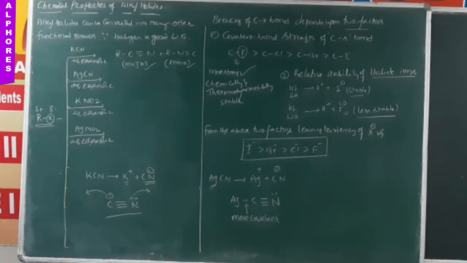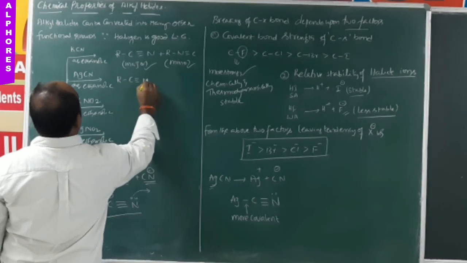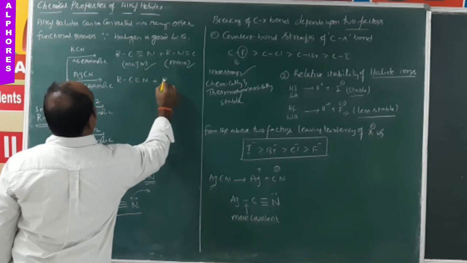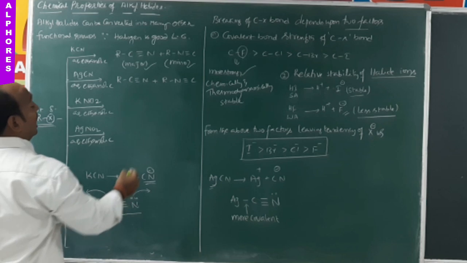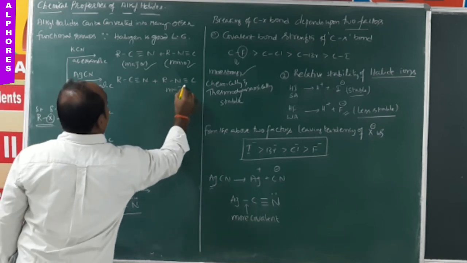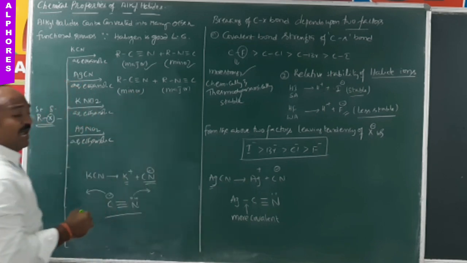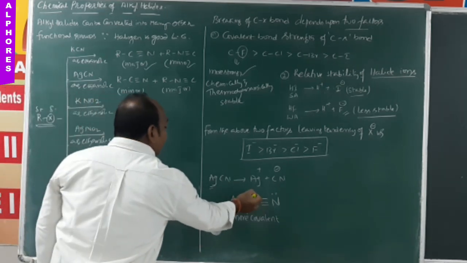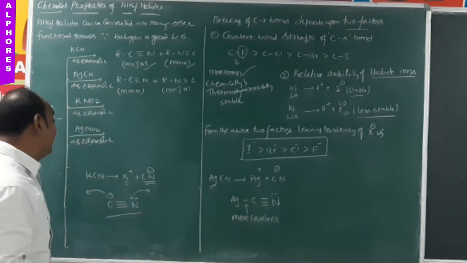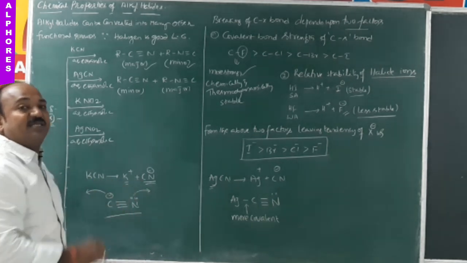With Rx, again here you are getting two products: RCN if carbon is involved and RNC if nitrogen is involved. But here RNC is the major product and RCN is the minor product. Why is RNC the major product rather than RCN? Because here there is no free carbanion, like in the case of KCN.